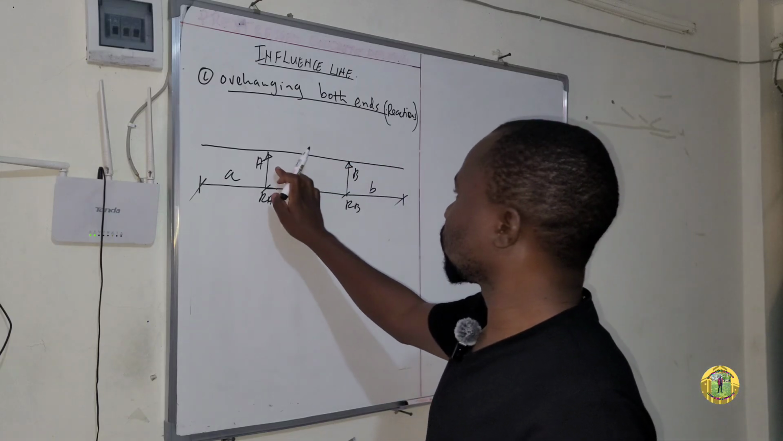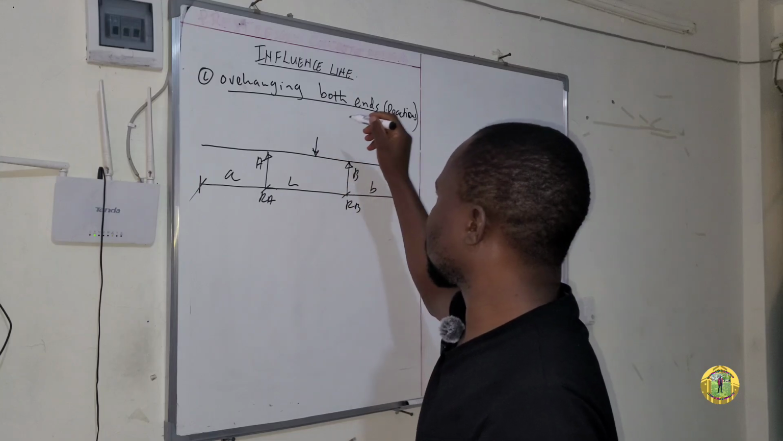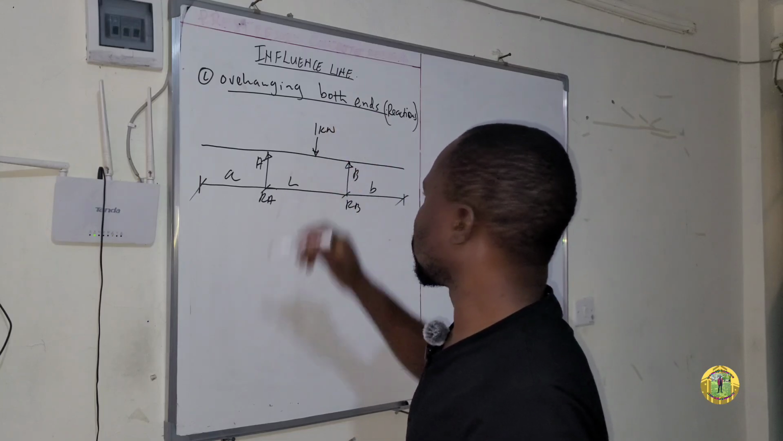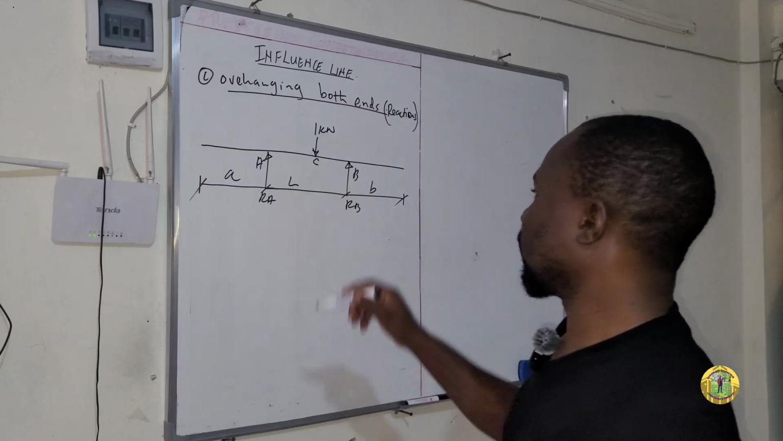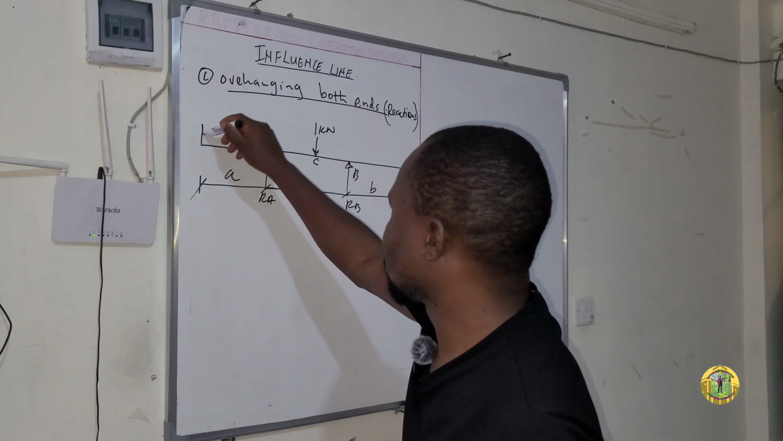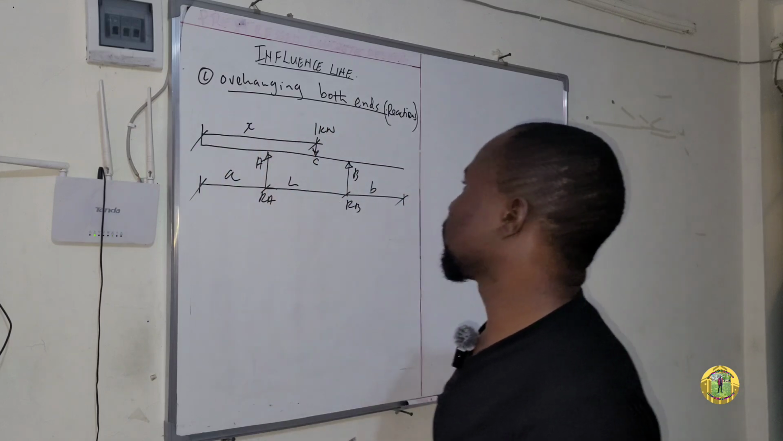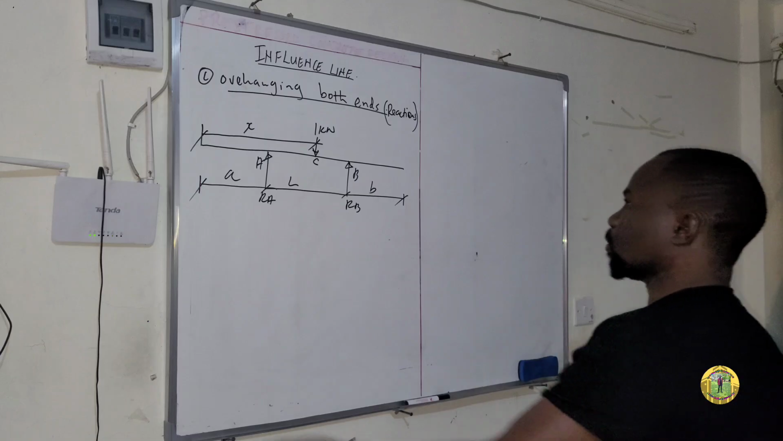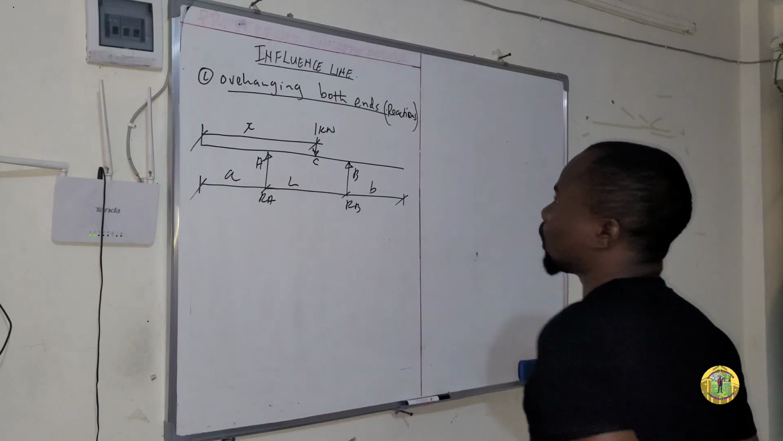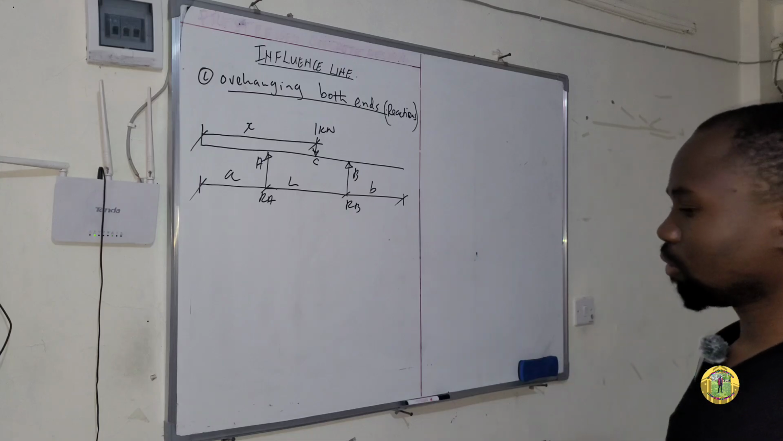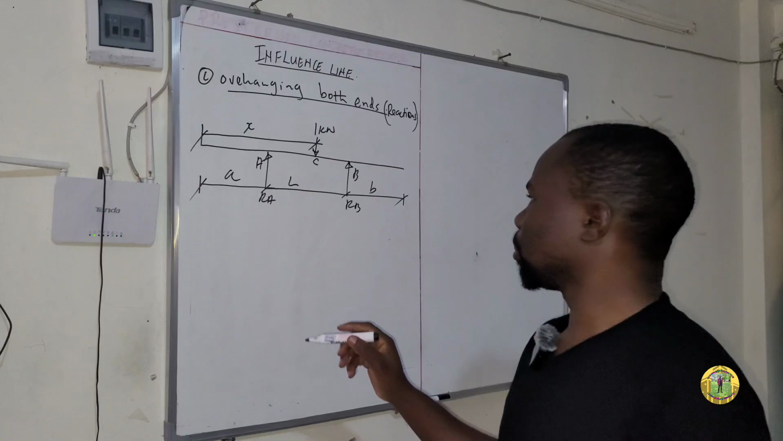at any point from support A. So let's consider that point. This is 1 kilonewton, and it is at point C. And this distance is x, the distance from the left overhanging side to where we have considered the 1 unit load of 1 kilonewton. So we will sum moment about a point.